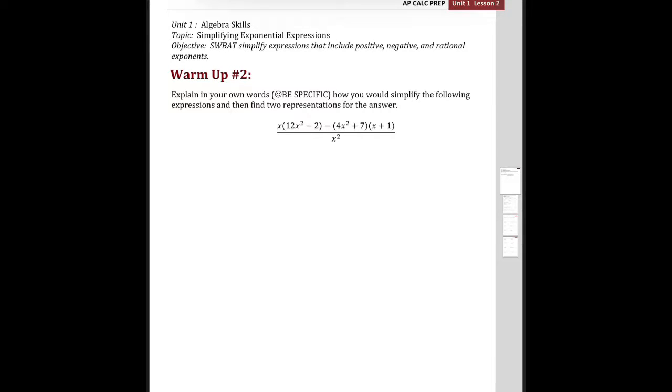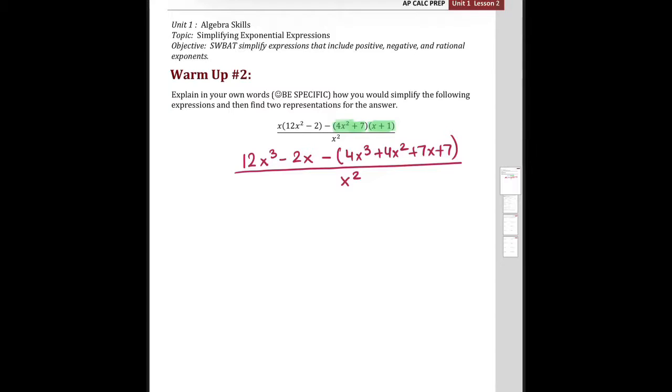Okay, so the question is asking us to simplify this expression and then find two representations for the answer. So I'm going to start by simplifying the numerator. I'm going to distribute my x and I'm left with 12x to the third minus 2x. I'm going to keep the negative out and I'm going to multiply these two quantities before I distribute the negative. So I'm left with 4x to the third plus 4x squared plus 7x plus 7 all over x squared, right?